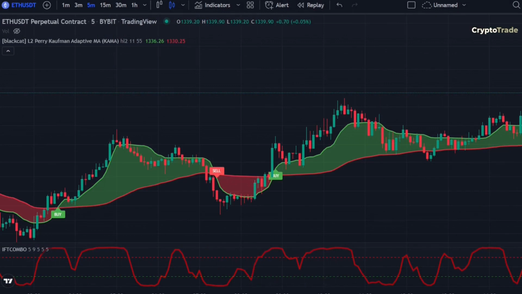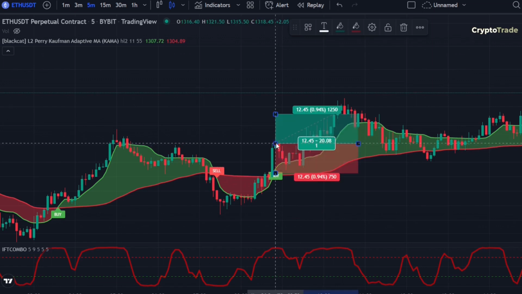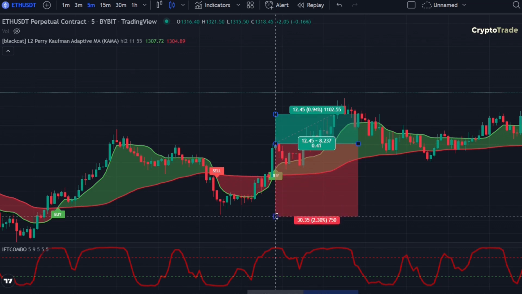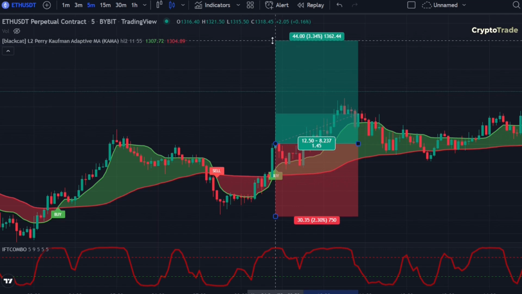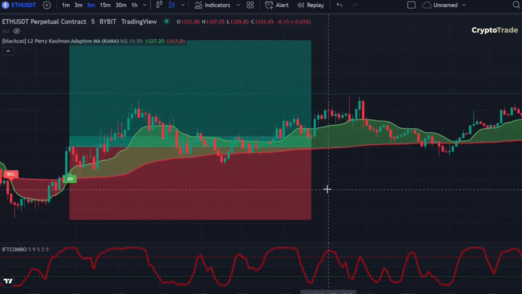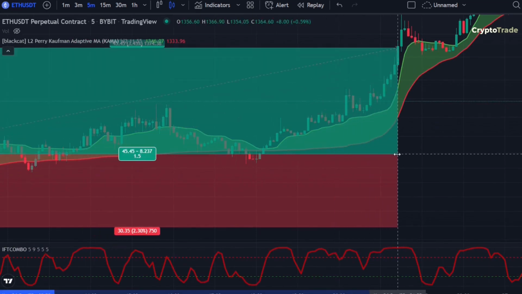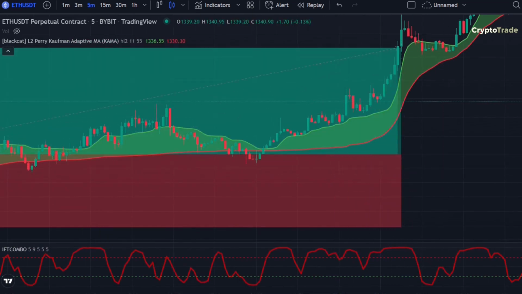For a buy order, it is necessary the L2 PERRY KAUFMAN indicator gives a buy signal. The candle must be green and close above the cloud. The Inverse Fisher Transform indicator must be above the red dotted line. If these conditions are met, place a buy order at the close of the green candle with the buy signal. Place the stop loss below the nearest swing low. The risk to reward ratio will be set to 1 to 1.5. I hope you have understood the buying strategy.